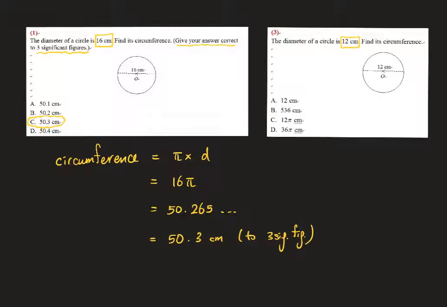And let's take a look at question 3. For question 3, the circumference by the formula is pi times d, which is 12 pi. And we already found the answer should be C here. So in this question, we don't need to use the calculator to input 12 pi to find this exact value.